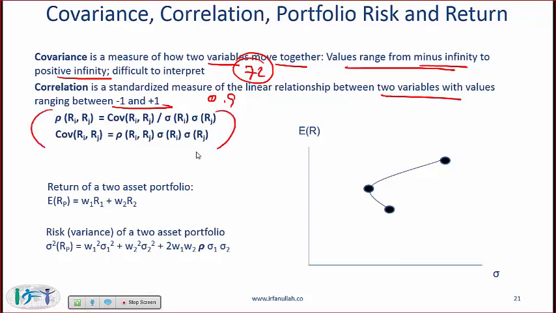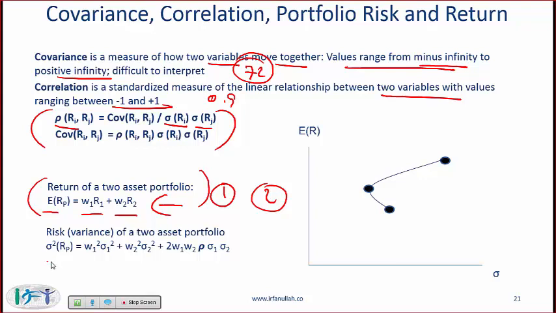These are the formulas that you do need to know. These connect correlation and covariance. So remember the fact that the correlation between two securities is the covariance between those divided by the standard deviation of the first and the standard deviation of the second. If you have a portfolio of two assets, then the expected return is simply the weighted average of the returns of the two instruments. So you have instrument 1 and 2. This is the expected return of the portfolio.